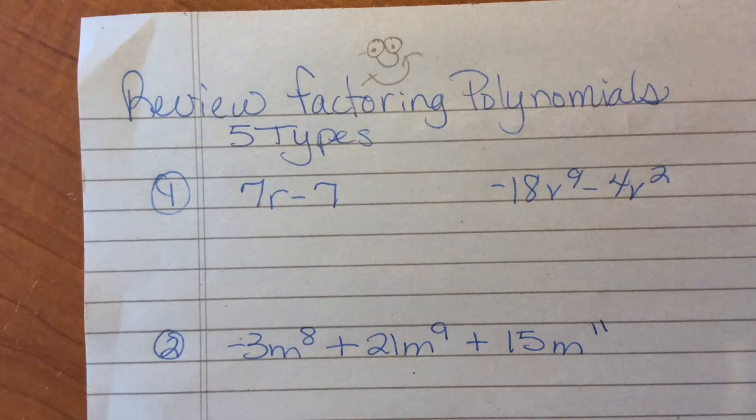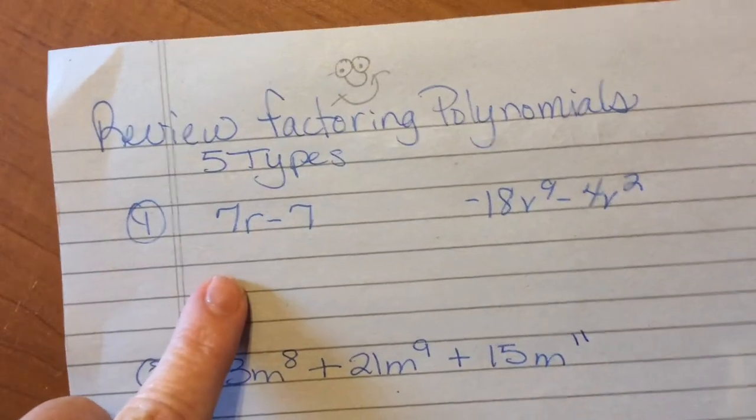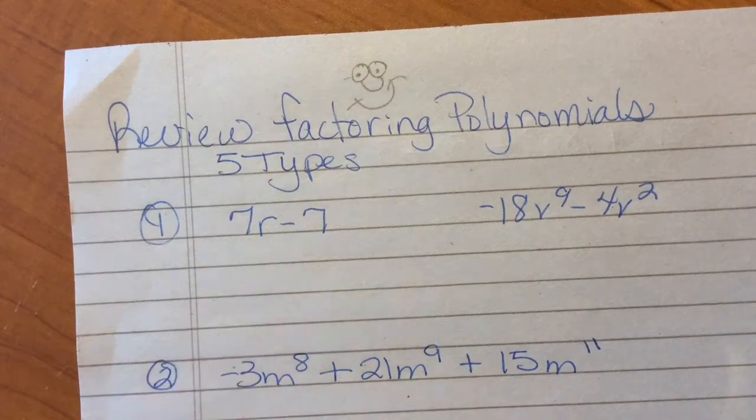Okay guys, we're going to do reviewing factoring the polynomials. We have done 5 types at this point. The first type was when we had binomials and we had to pull something out. Sometimes we came across ones where we can only pull out one thing. In this case, I can only pull out a 7.